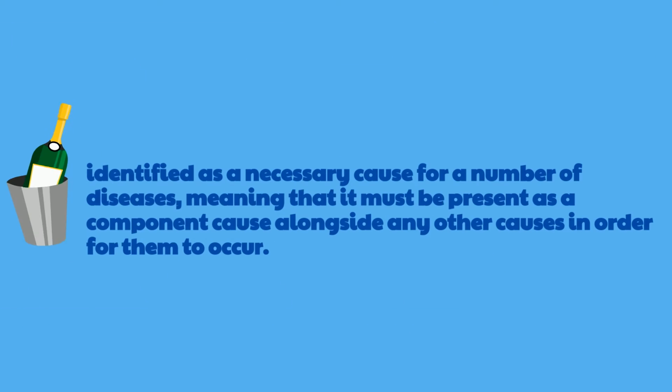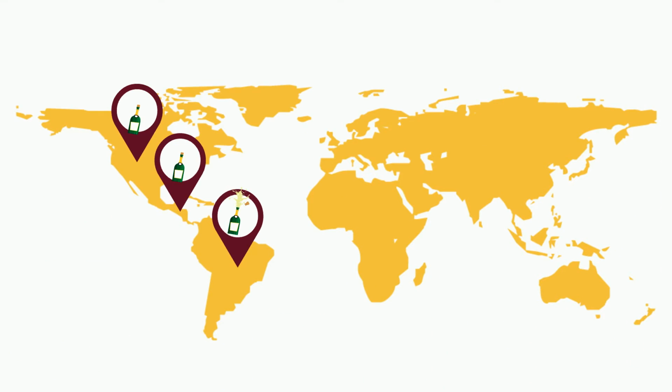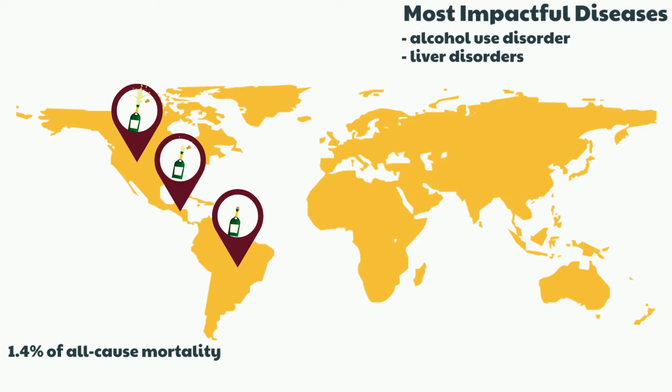Alcohol has been identified as a necessary cause for a number of diseases, meaning that it must be present as a component cause alongside any other cause in order for them to occur. In North, Central, and South America, deaths due to disease where alcohol was a necessary cause represented around 1.4% of all-cause mortality. The most impactful of these diseases on health include alcohol use disorder and those that affect the liver.